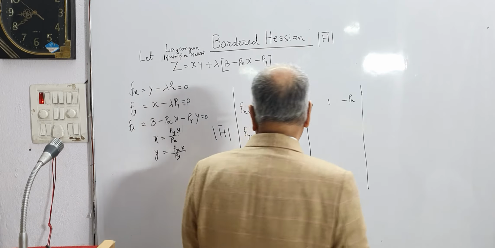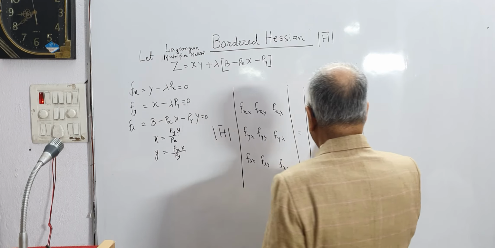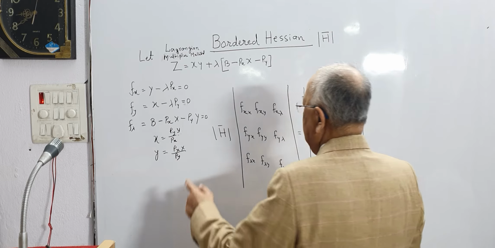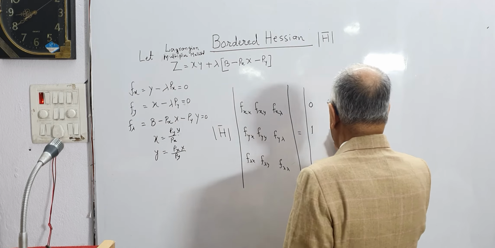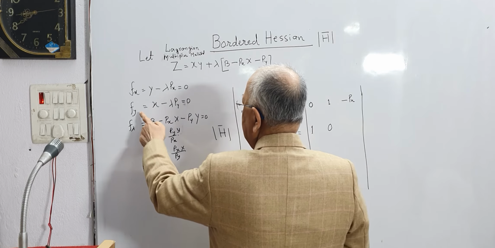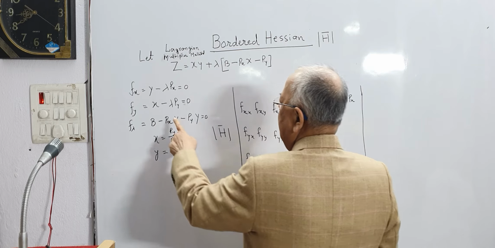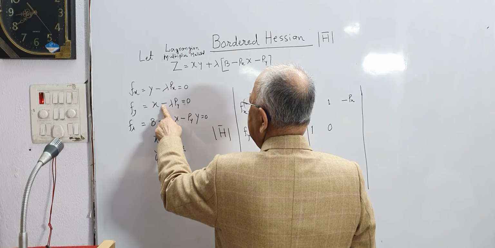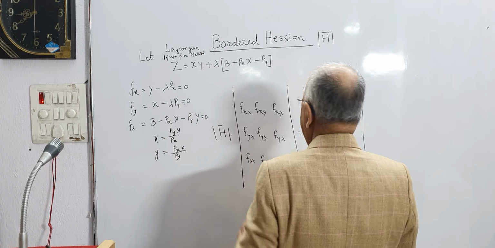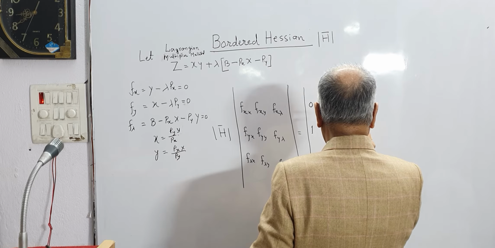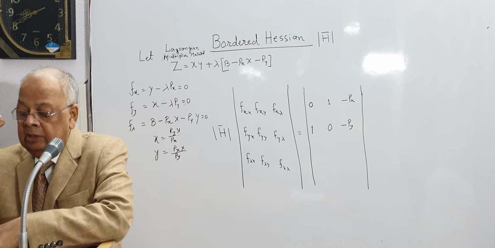Then we will find out the second row, that fyx. x is here, so we will get 1. Then fyy, nowhere y, second order will be 0. Then fy lambda, lambda is here, we will have minus 1 into py, that is minus py. Then the second row of the bordered Hessian is calculated.